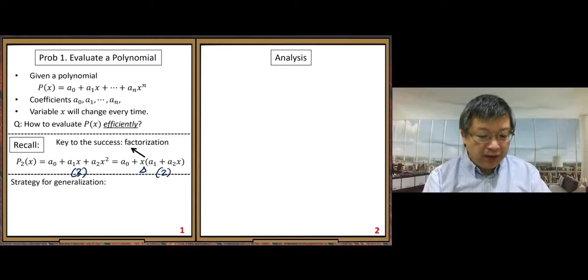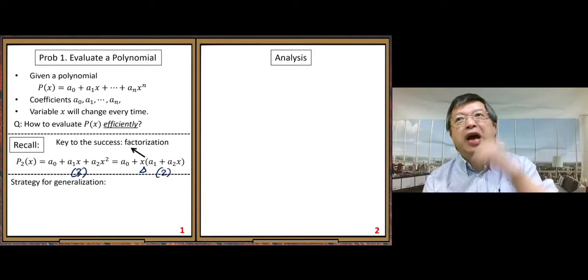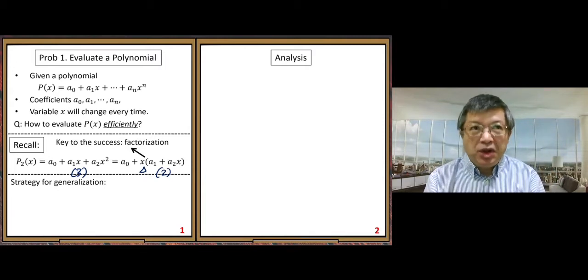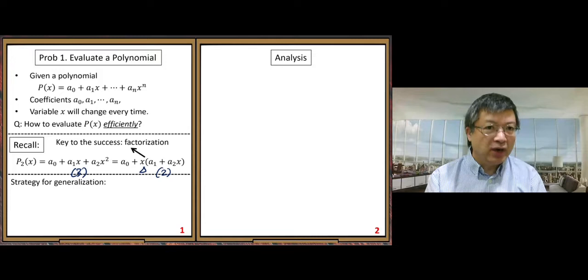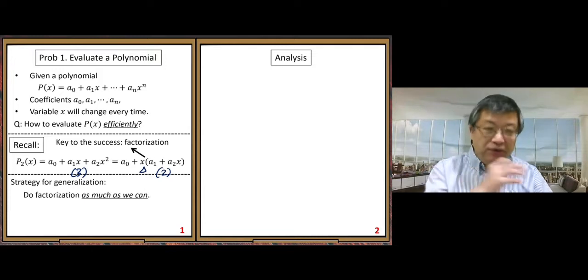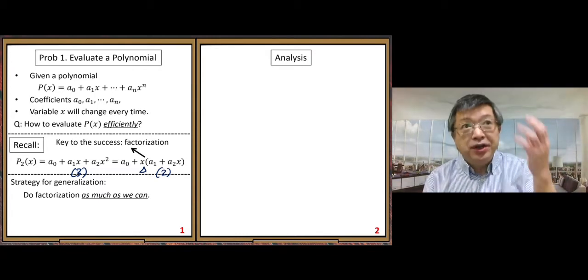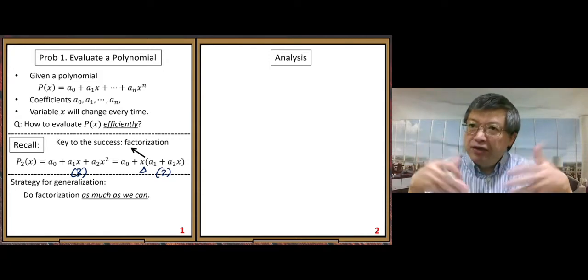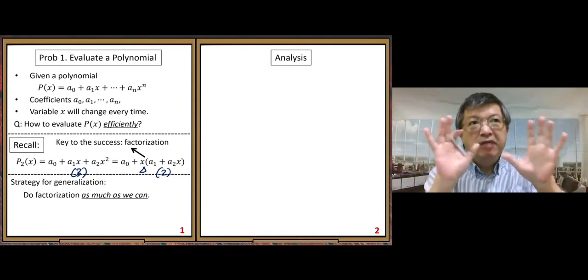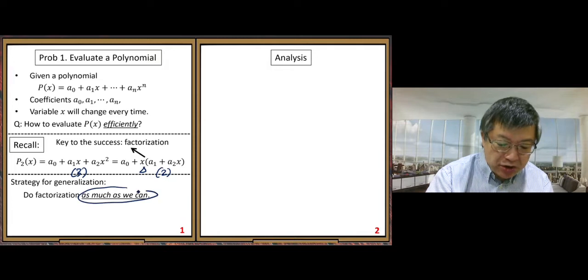All right, how to do it? To do that, we need another strategy. You can see we keep using a lot of strategies. So what kind of strategy? Do factorization as much as we can. We know the factorization is the key to the success. In order to make this success even bigger, to cover the general case, we want to do it as much as we can.